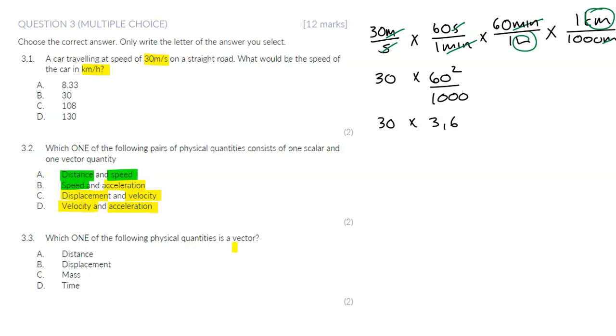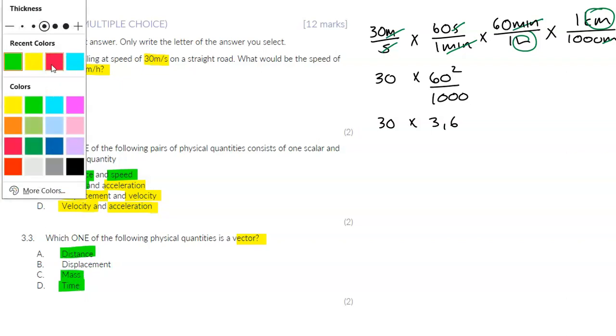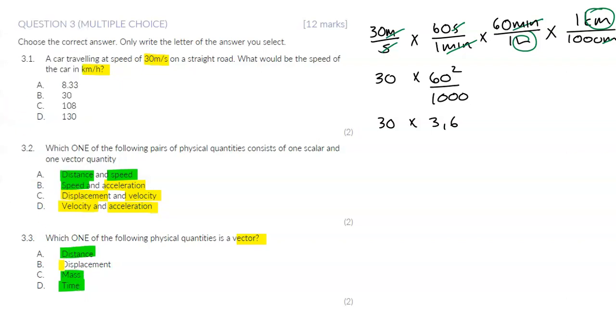Which one of the following physical quantities is a vector? So we have distance, let's just do the same thing. Distance is a scalar. Mass is in kilograms, that's a scalar. Time is in seconds, that's a scalar. Displacement is your vector over there.